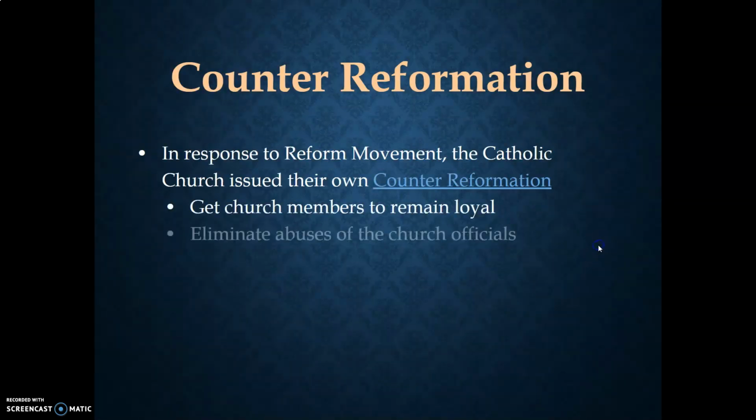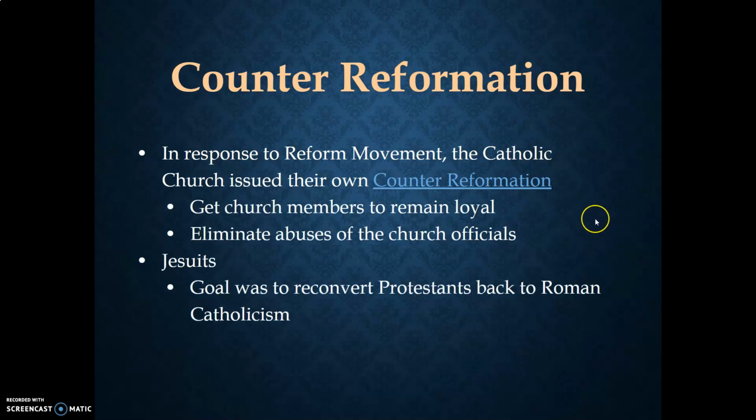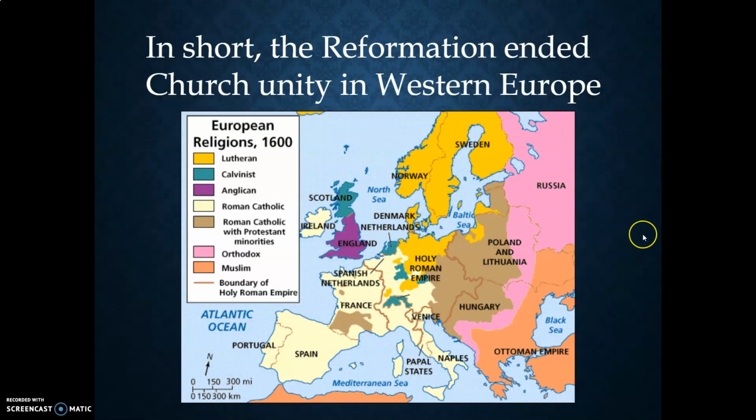So, in response to this, the Roman Catholic Church does try to reform because they're starting to lose a lot of church members. And I mean a ton of them, a massive amount of them. The church decides to try to eliminate a lot of the theses or complaints that Luther and a lot of other people had. And this is known as the Counter-Reformation. They also form what's known as the Jesuits in order to try to reconvert some of these Protestants. So the church does try to reform, but it's already a little too late.